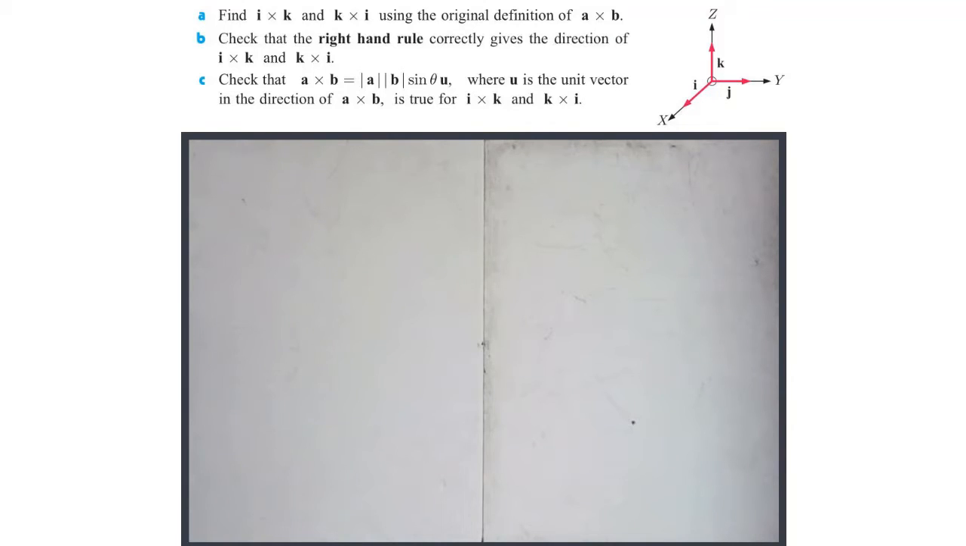Find i cross k and k cross i using the original definition of A cross B. Right, so that means we're just going to use the determinant. I'm not going to use the formula book method.